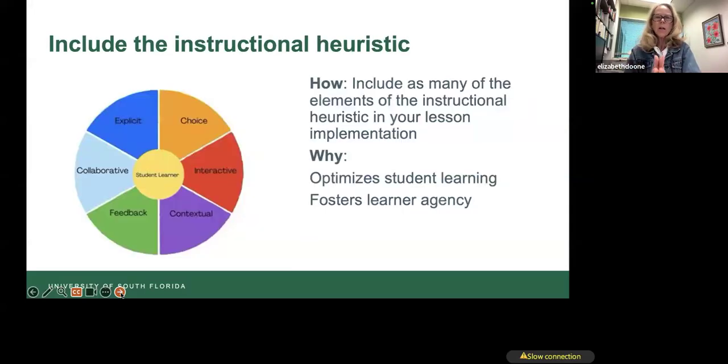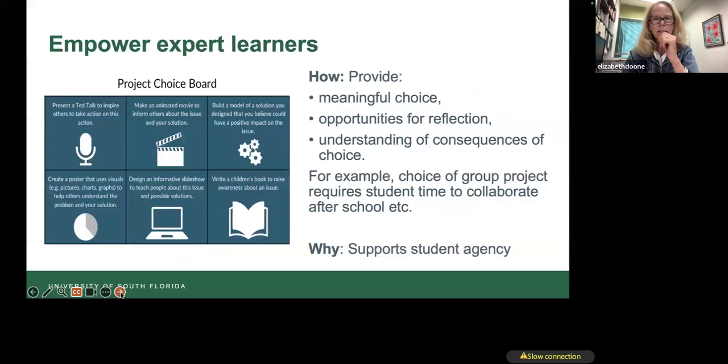And then we want to make sure that we include that instructional heuristic. And the goal is to include as many of these elements into your lesson. And I listened to Grace, and I think she hit every one of those 6 elements. And the reason we do that is it optimizes our student learning, and it fosters student learner agency by being collaborative, providing that choice, letting them know that they're part of the learning experience. I'm not dumping it into your head. You have to interact with the content to learn. So I need to engage you and actively include you. So that's why we want to make sure we include the heuristic.